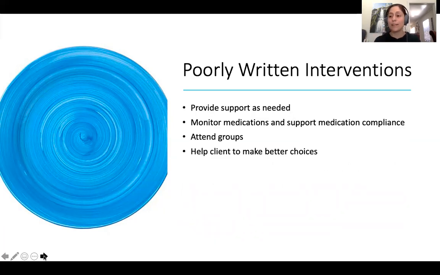Obviously, these are poorly written interventions. They're not clear, they're not detailed enough, they're dealing with things outside of your scope of practice, and they're involving things that you, the therapist, are not doing. So these are not good.